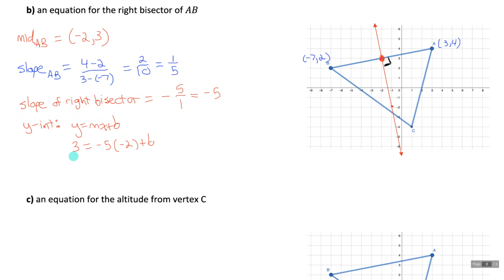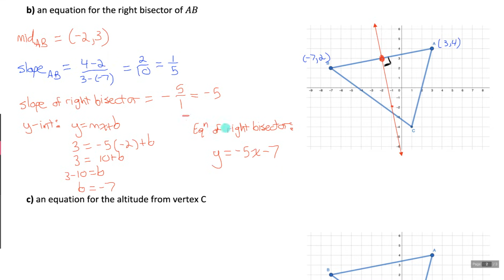If I solve this for b, -5 times -2 is 10. Subtract the 10 to the other side. 3 minus 10 is b. Therefore, b is -7. Now that I have all of that information, I can write the equation of the right bisector. The equation will be y equals -5x minus 7.